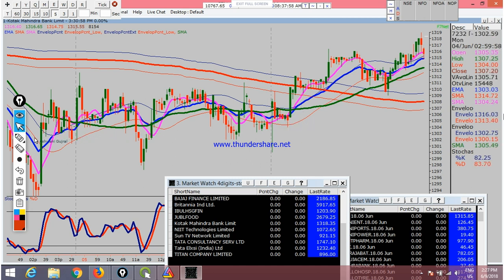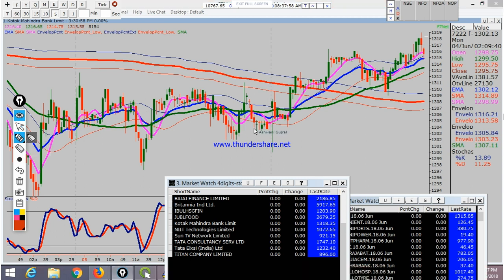So, stop below this low, buy, add here. Again, comes down to 200, retest. If you want, you can add, stop updated to this place. Okay. And going into the close, it rallies back again.